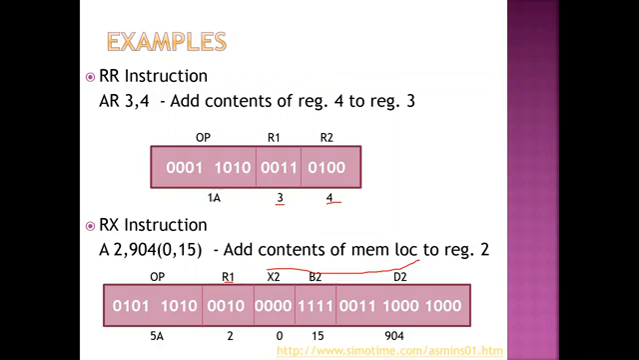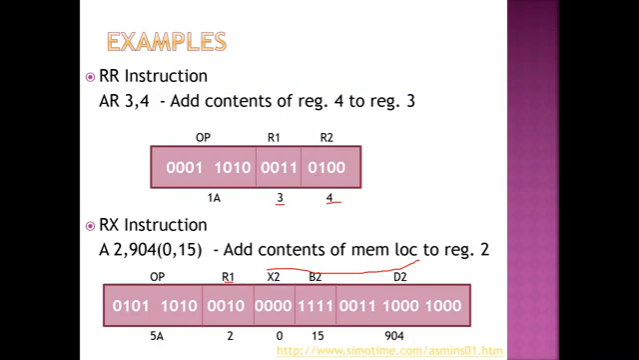So, opcode. Yes, AR's opcode is 1A. So I'm representing 1. I'm representing A. Done? Yes. Register 1. What is register 1? 3 is register 1. So how do I represent in 4 bits? 0, 0, 1, 1. Right. What is R2? My register 2 is 4. Register 4 is my R2. The second operand is register 4. How will I represent? I'm going to represent using 4 bits: 0, 1, 0, 0.